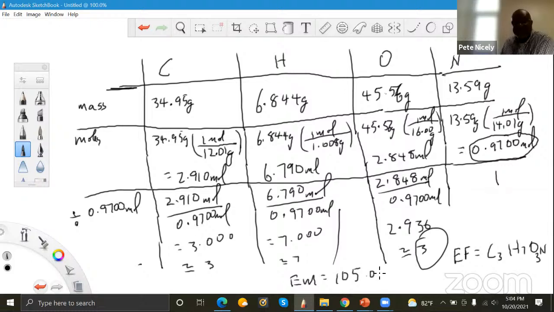105.09 grams per mole. And that is approximately equal to the molar mass, right? So therefore, the molecular formula will be the same thing as the empirical formula, which is C3H7O3N. So the empirical formula and the molecular formula are both one and the same. All right? And that's basically how you'd answer that question.